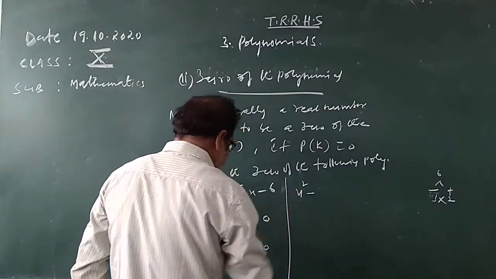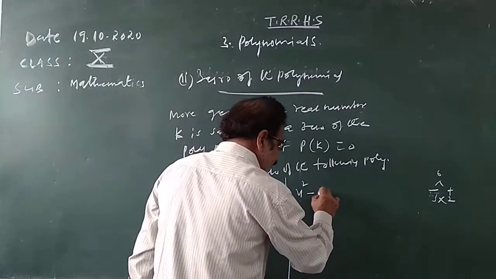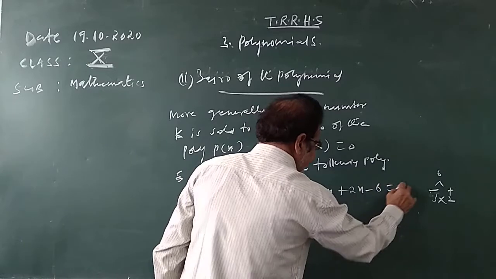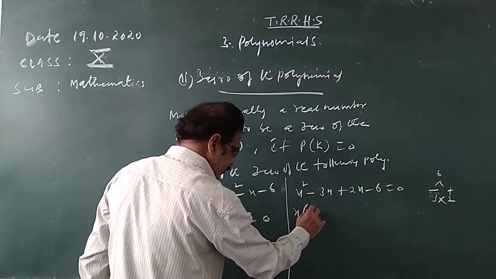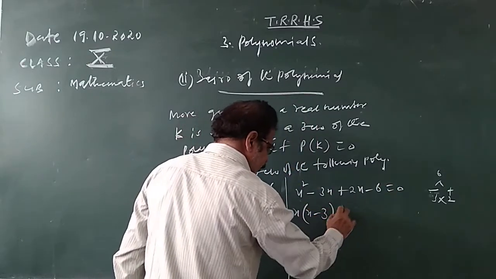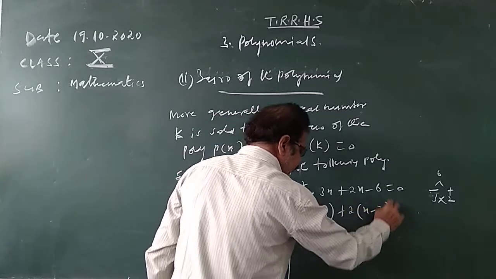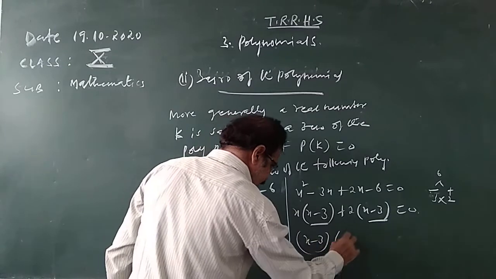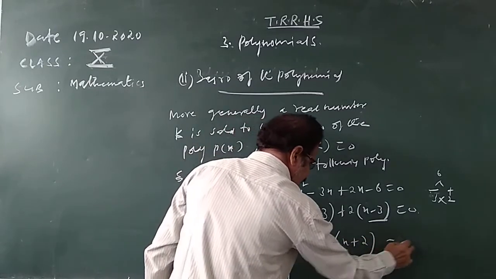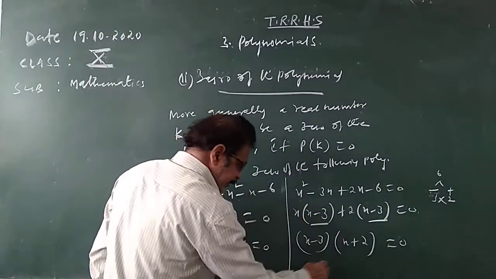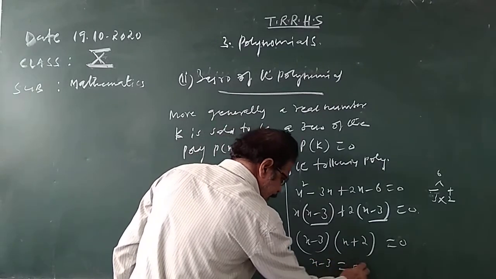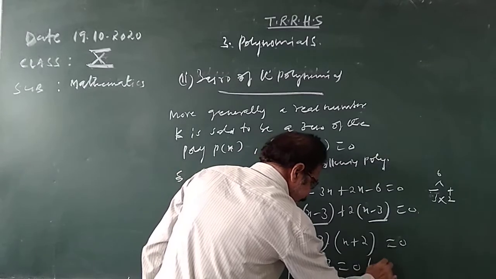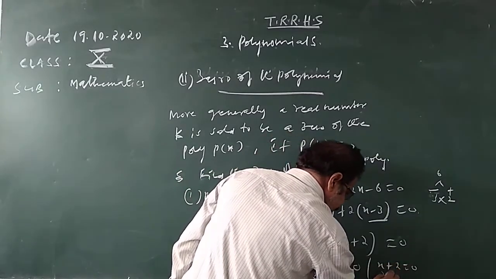In x square minus x minus 6, instead of the middle term minus x, write minus 3x plus 2x minus 6 equal to 0. So take x common from the first two terms, x into x minus 3, and 2 common from the last two, 2 into x minus 3, equal to 0. So x minus 3 into x plus 2 equals 0. Each factor equals 0. x minus 3 equals 0, so x equals 3. x plus 2 equals 0, so x equals minus 2.